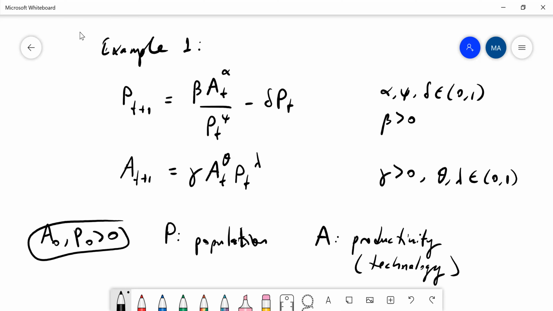So let me now stop sharing my screen. We have about 1 minute. If you have a very quick question, I can answer it. Or after the break, we're going to continue with solving such systems, finding steady states, drawing the phase diagrams, etc.